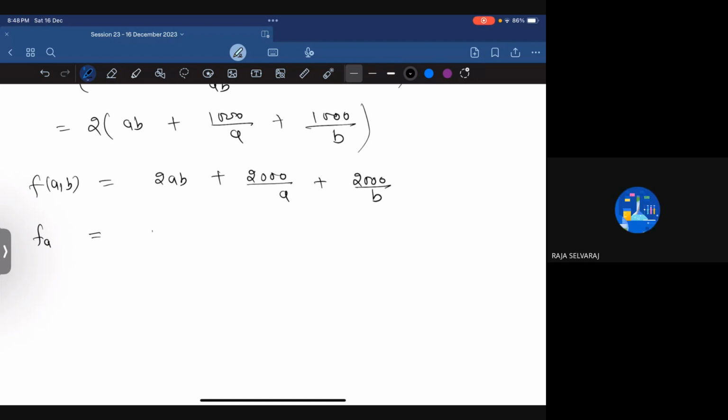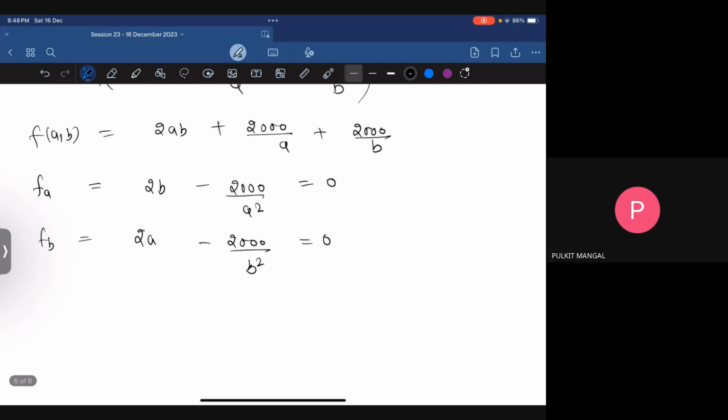2b, minus, correct. Minus 2000 by a square, correct. And similarly, it would be here 2a and here b square. Okay, now we need to equate them to 0.